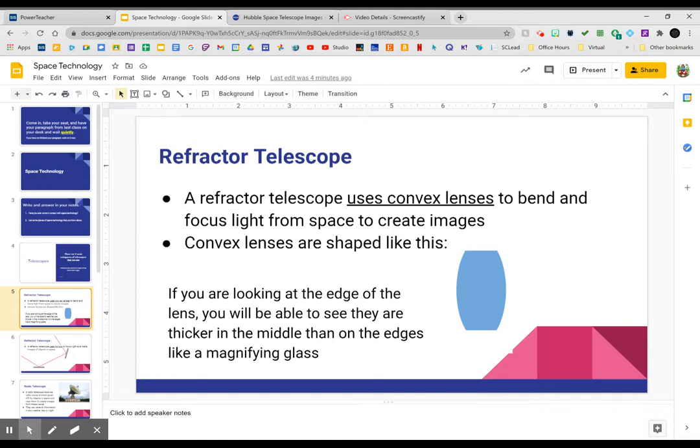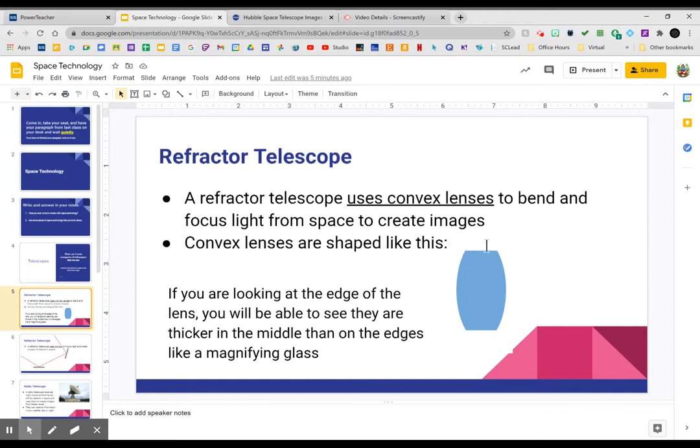So a refractor telescope is going to use lenses that are shaped like this right here, convex lenses, to bend and focus the light to create an image for us to see. All right. So this picture right here, talking about the convex lens, this is you looking at the side of a convex lens. You're not looking through it. You'll be looking at the edge of it. All right. And the reason I did it that way is so that you can see what I'm talking about.